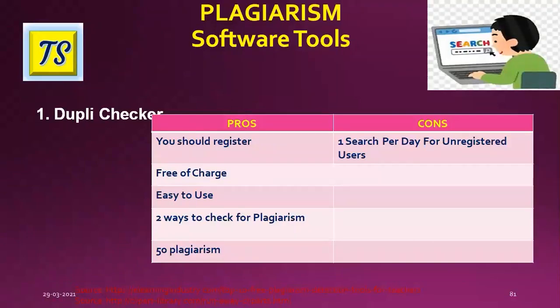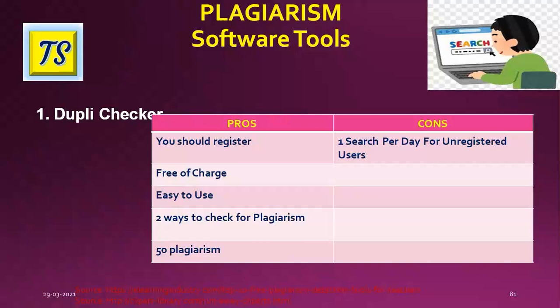It is easy to use. There are two ways you can check plagiarism. Ways means whether it will ask you to upload to their cloud-based storage, or whether you can directly upload from your desktop on the portal. The ways differ by plagiarism checker. See the limitation: only 50 plagiarism checks, and one search per day for unregistered users. Here, one search does not mean one full document.